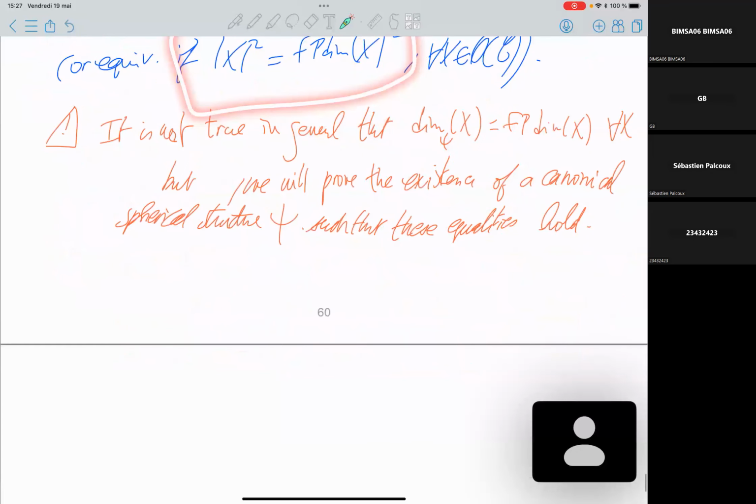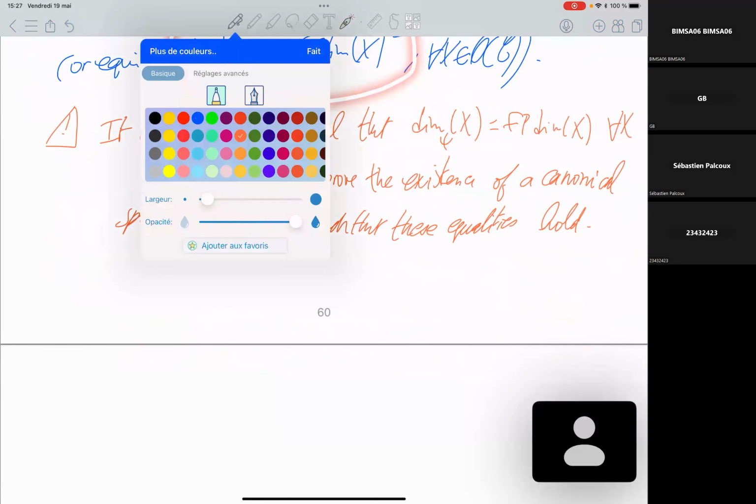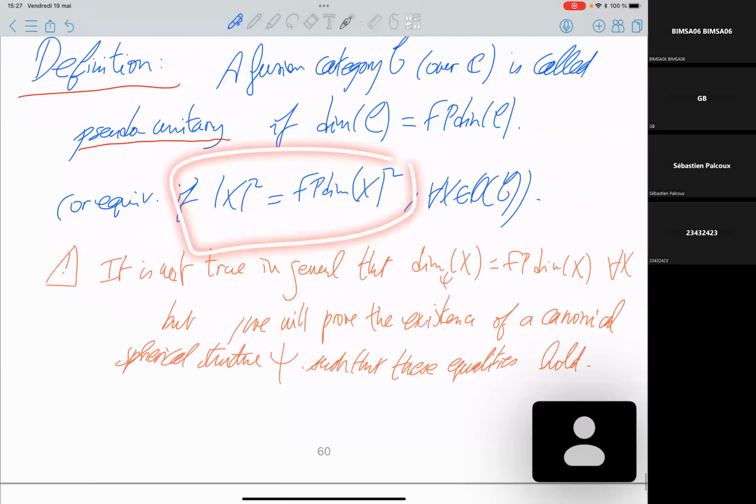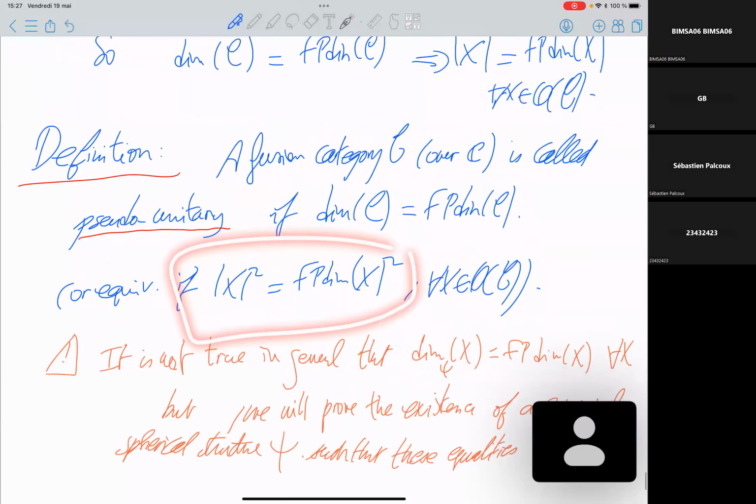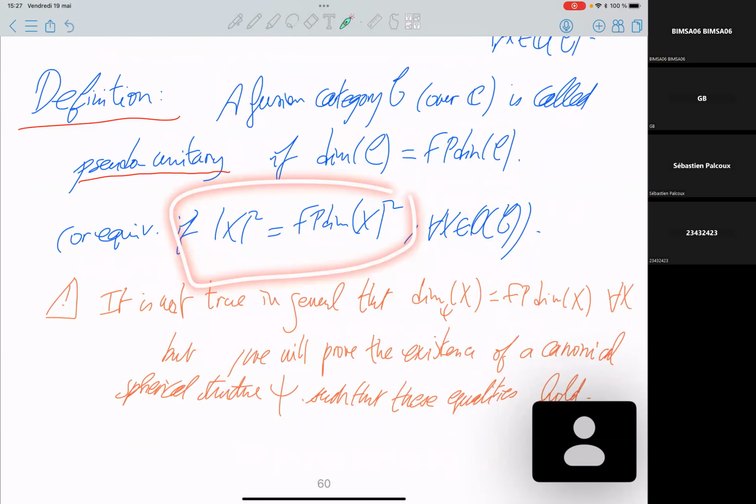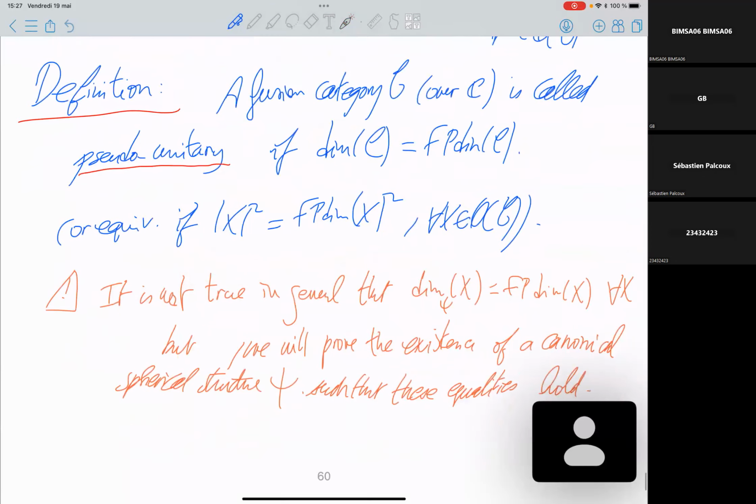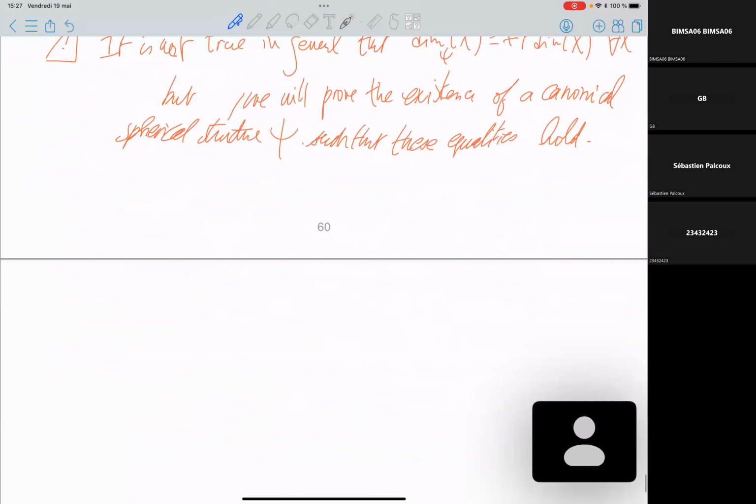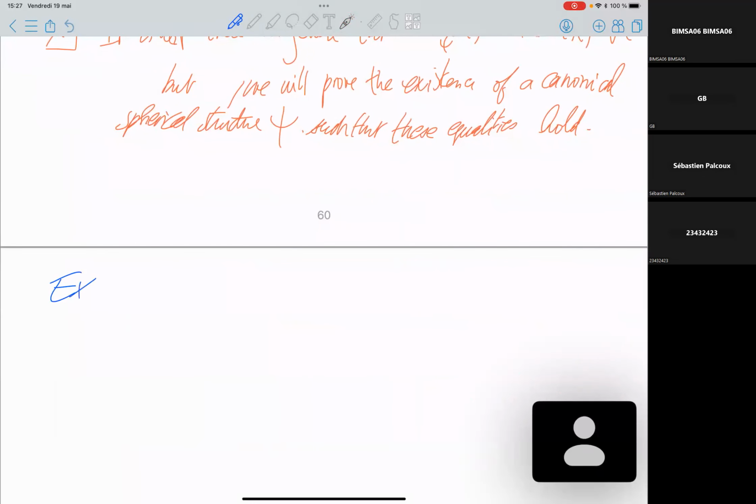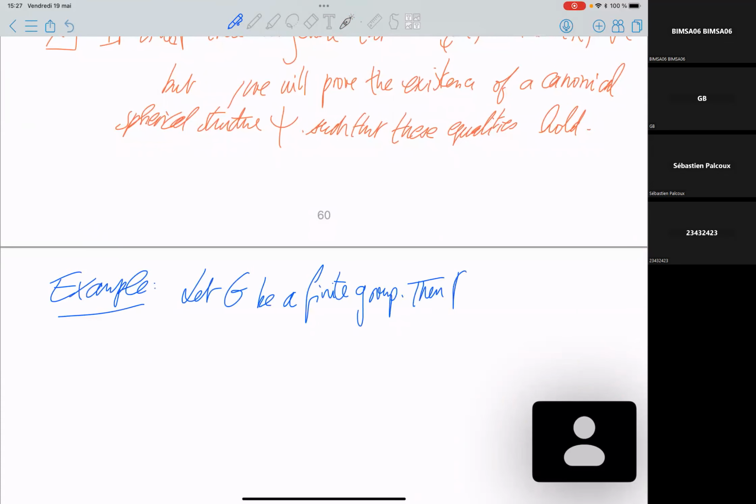So, of course, examples of pseudo-unitary fusion categories are given by finite groups. Let G be a finite group, then Rep G is pseudo-unitary.